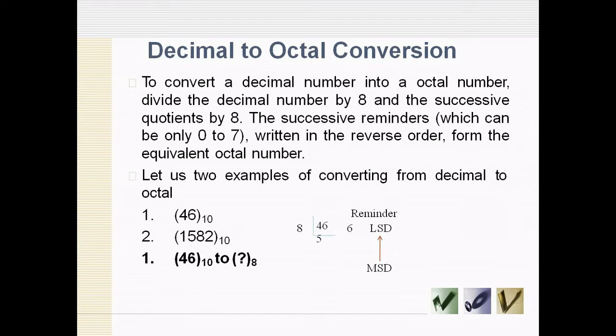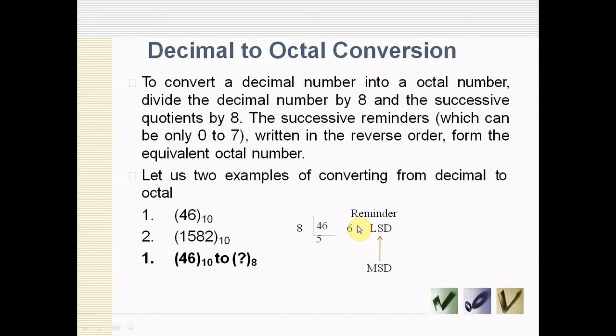Suppose 46 is a decimal number. Now we convert this decimal number into an octal number, so we divide 46 by 8. After dividing 46, we will get 5 as the quotient value. 5 is less than 8, so we will not divide it again. After getting 5, we will write the number in reverse order, that is 5.